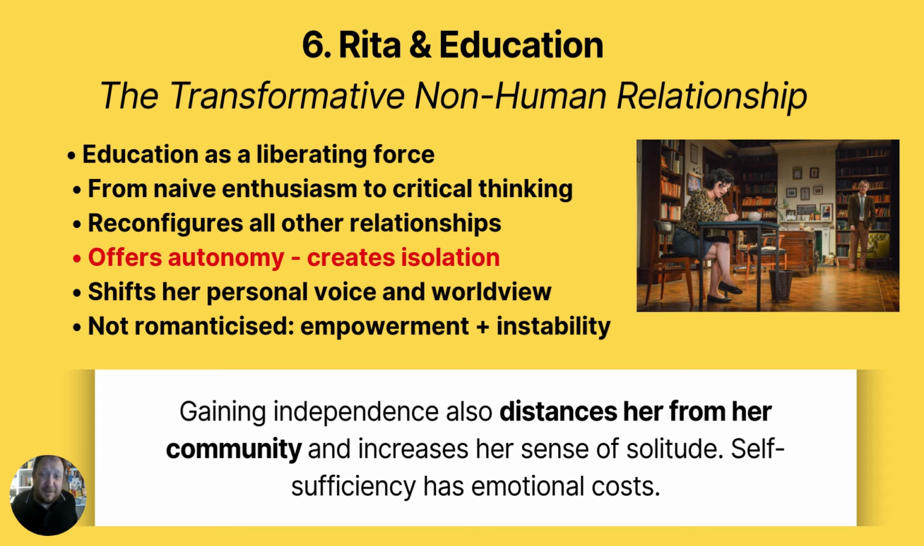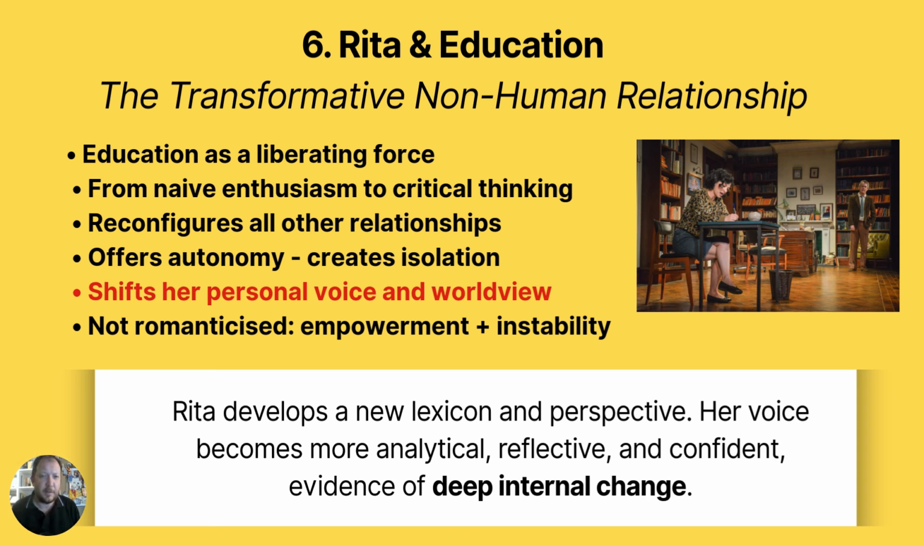who does Rita have at the end of this? Maybe an interesting reflective point, that as much as she's absorbed, as much as she can, she's kind of left alone, maybe, at the end of this, very isolated. Gaining independence also distances her from her community and Frank and Trish ultimately, and increases her sense of solitude. Self-sufficiency has emotional costs. To what extent is it worth changing yourself? How much are you willing to lose?